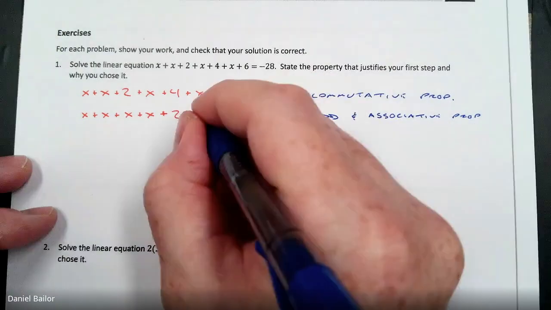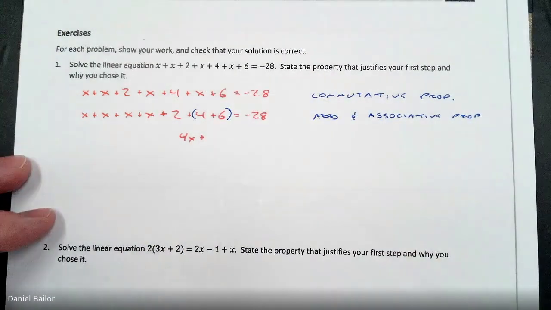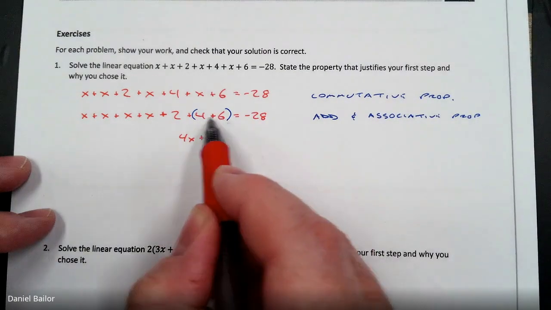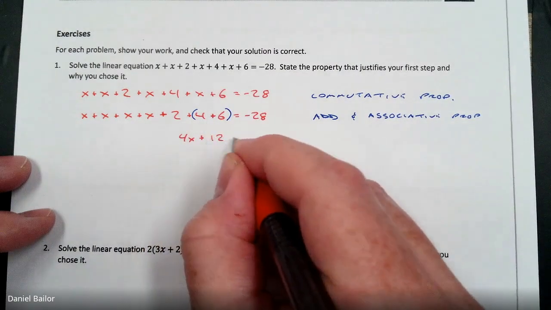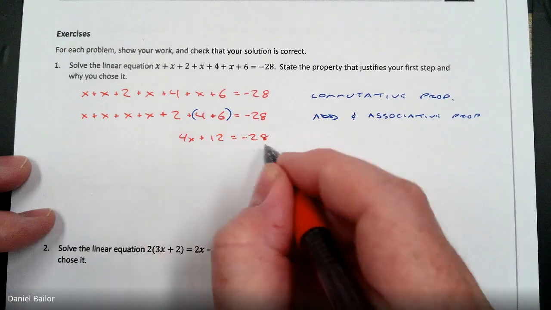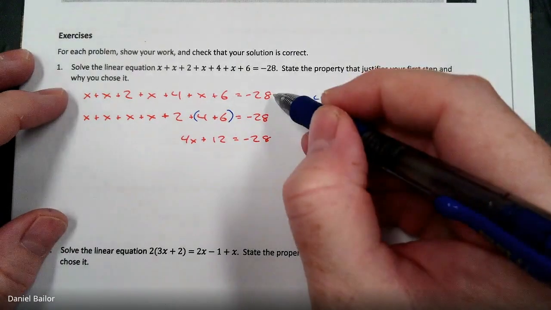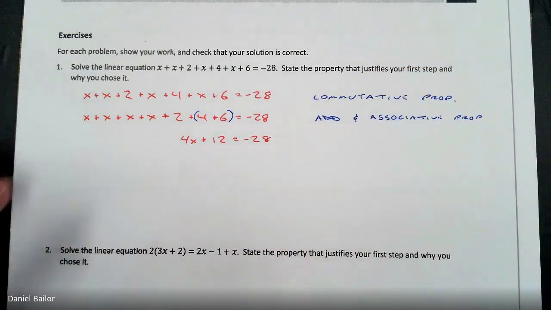Because I would want to do this part first, because that will make the math easier. 4 plus 6 is 10. 10 plus 2 is 12. So I get 4x plus 12 equals negative 28. So now it's much simpler. I took the long equation and made it simpler.